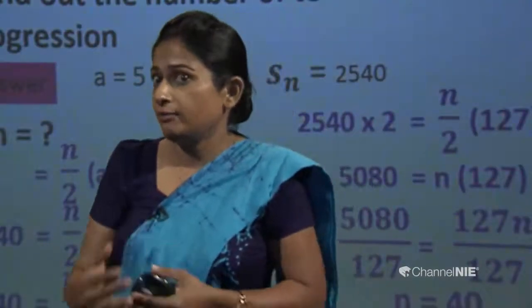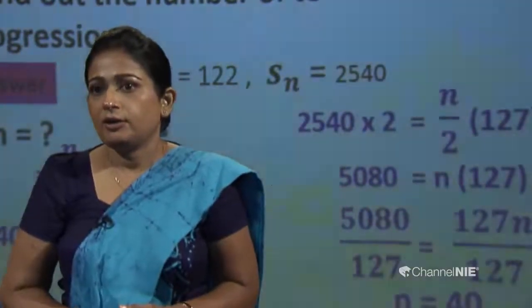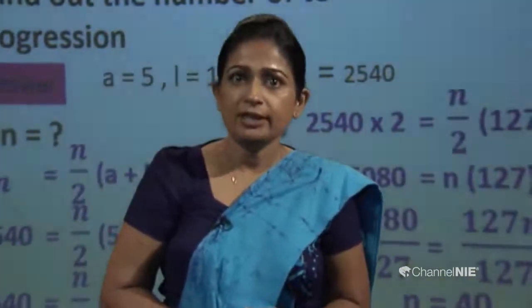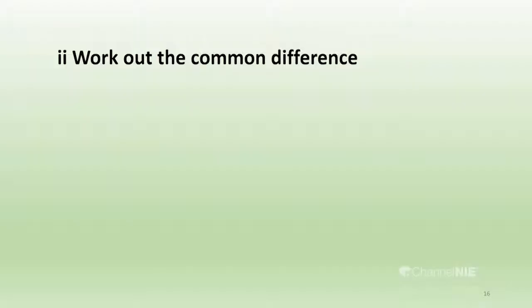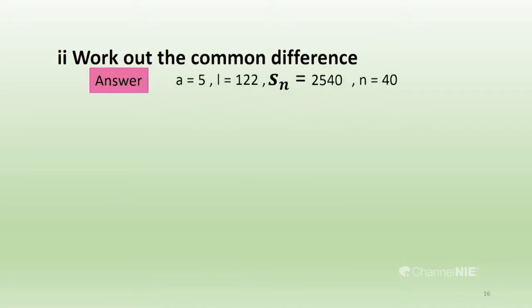Okay, here we have another part of this question remaining. The number of terms is 40, and the second part of the question is: work out the common difference. To find the common difference we have to use the known things. What are the known things now? We know the first term, we know the last term, and we know the sum up to the nth term. Actually, that means we know the sum S40. S40 is equal to 2540.